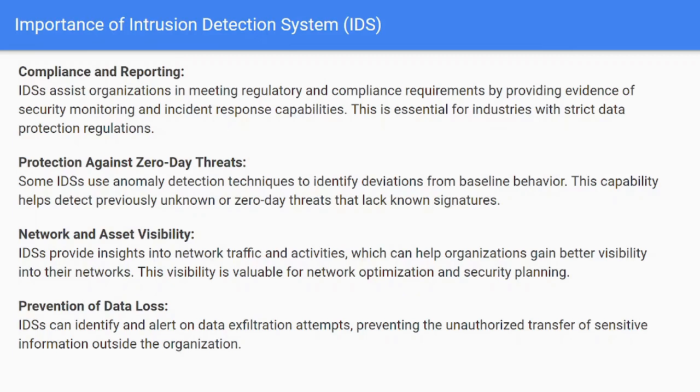Then the next thing is prevention of data loss. So some IDS can identify and alert on data exfiltration attempts. That is when traffic is leaving the network, you understand. When traffic is leaving the network, they can detect that the information leaving this network is more of a sensitive information. So it will alert the administrator, the network personnel, and the cybersecurity analyst and say, okay, come and see, this information seems like very sensitive information to be leaving the network in this amount.